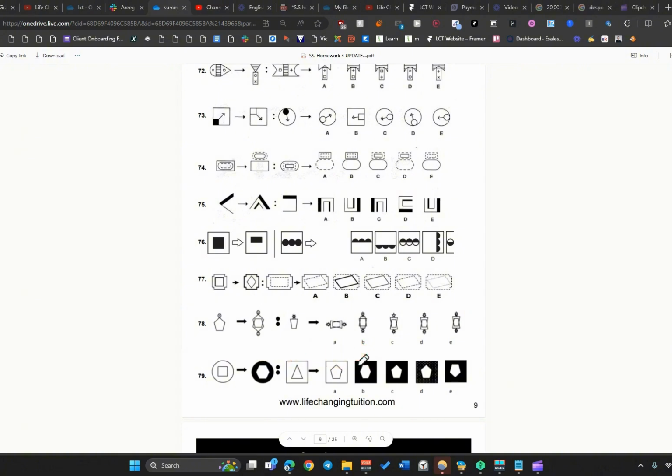Because there's a +2 on this. So I see hexagons here, so I'm going to cancel out the hexagon, and I'm assuming it's going to be a pentagon in the middle. What else changes? Well, the white circle turns into a black circle, so I'm going to assume the white square is going to turn into a black square. So that again cancels out all of them.